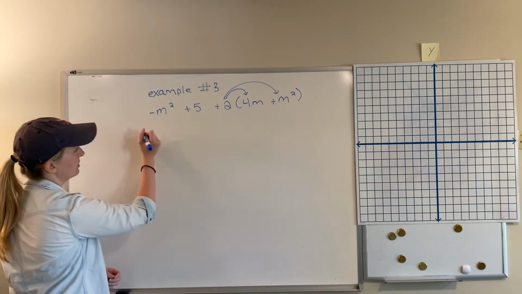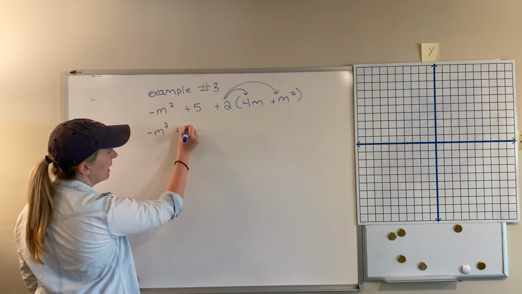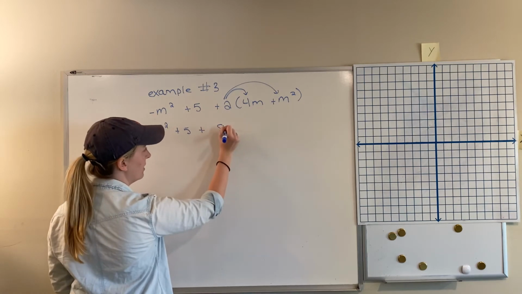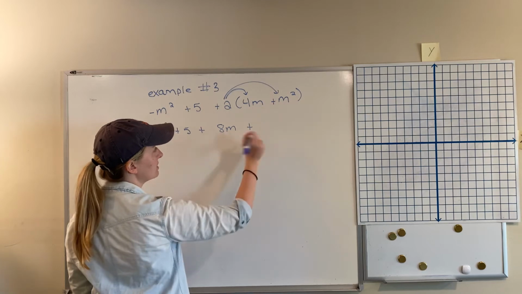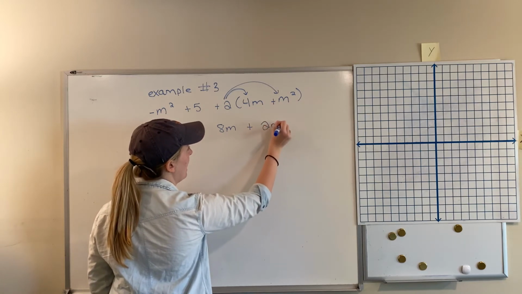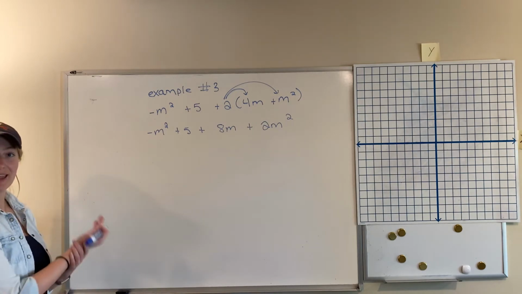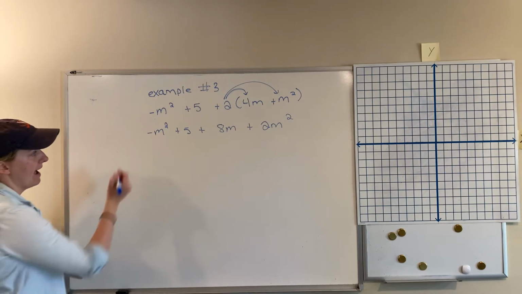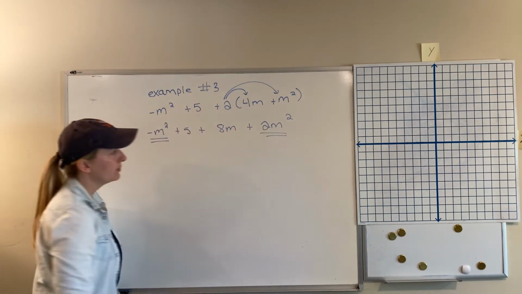So after I multiply them, rewriting, I have negative m squared plus 5 plus 2 times 4 is 8m plus 2 times this hidden 1 on the outside is just 2m squared. Now my job is to look to see if I have any like terms, and if I have like terms, combine them. The only set I have is this negative m squared and 2m squared.